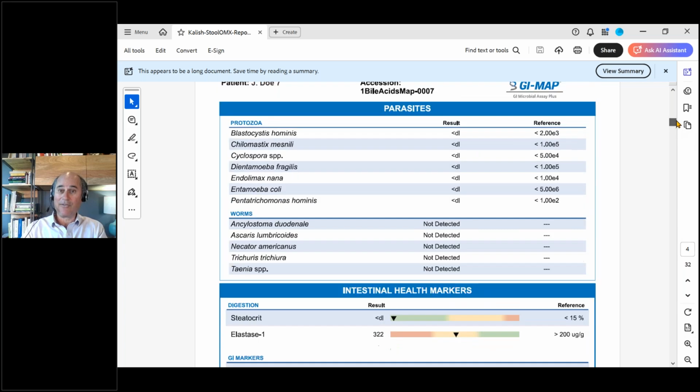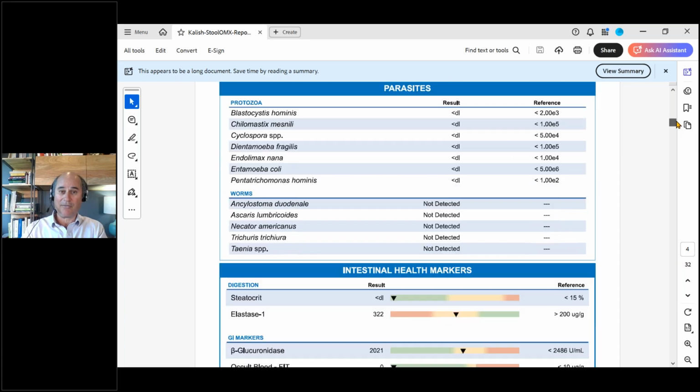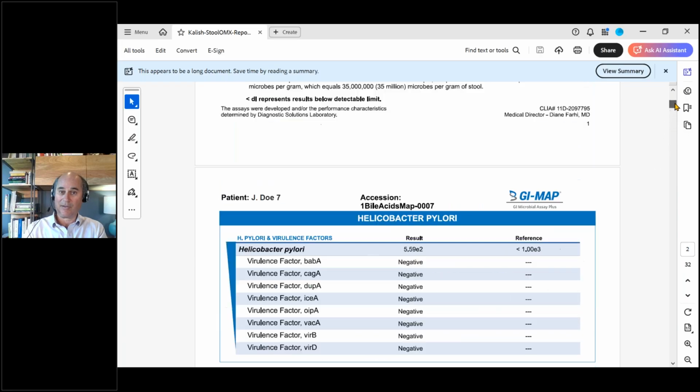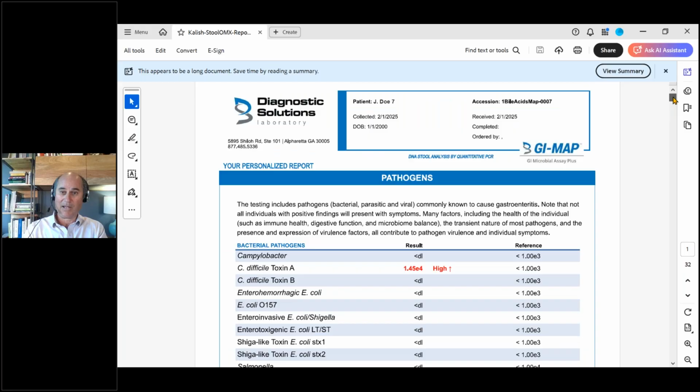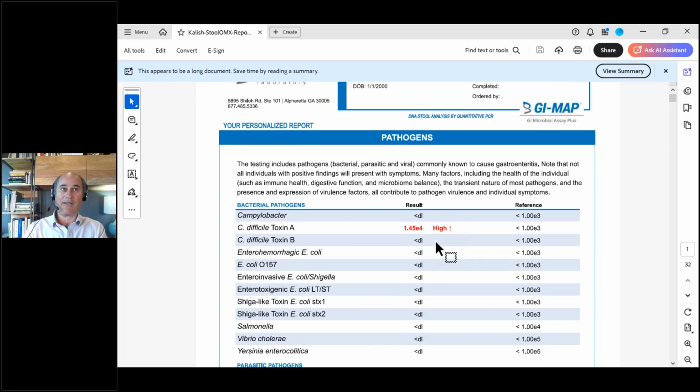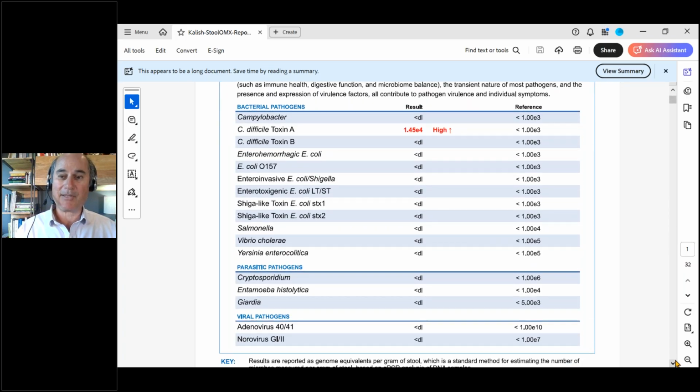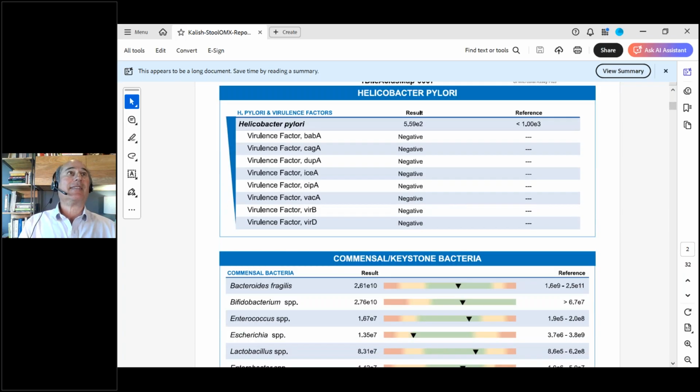And then the final issue is, are there any infections? So you can look at parasites, and I think in this case there was a bacterial overgrowth with C. diff. Okay. So now, if you have a little bit of C. diff like that, just toxin A positive and some dysbiosis, then what do you do about that?